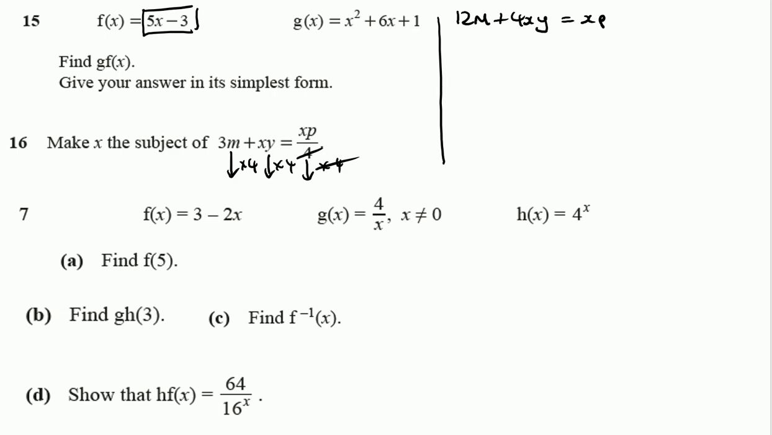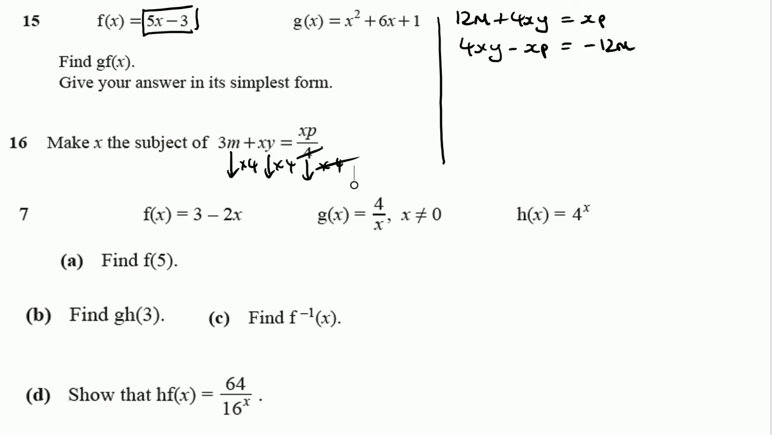If x is going to be the subject, I want everything with an x in it on the left-hand side and anything without an x on the right-hand side. So I'm going to hang on to my 4xy. I'm going to move my xp over to the other side, over the equals, so it becomes minus xp. And my 12m I'm going to move over the equals to become minus 12m.